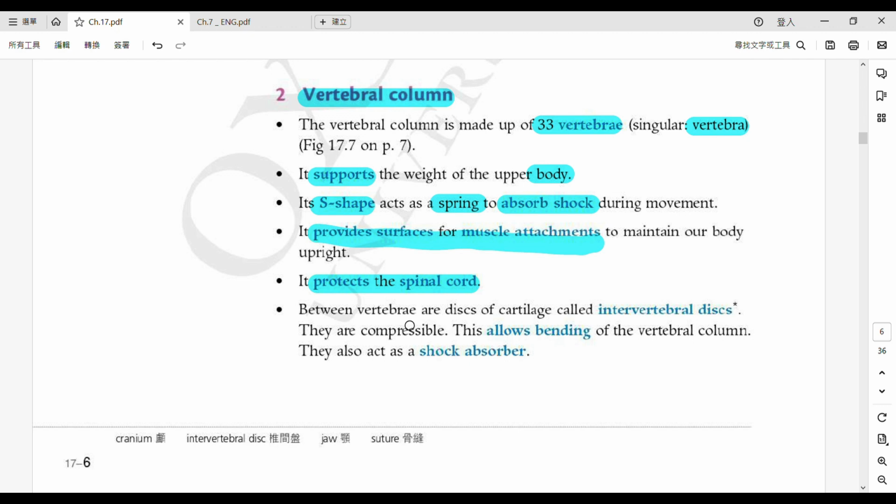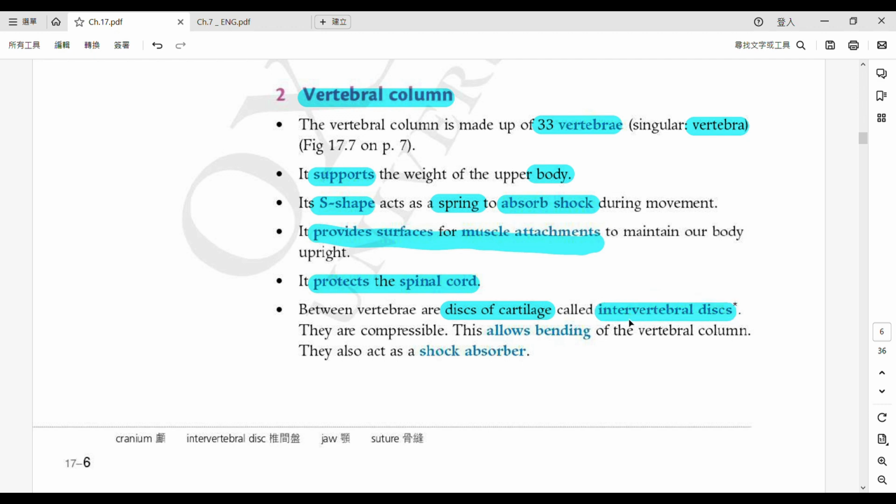Okay, then we're going to talk about how this vertebral column is made of vertebrae, right? And actually, in between these vertebrae, we know there is some cartilage. These discs of cartilage, disc meaning slices of them. So these slices of cartilage, we call the intervertebral discs.